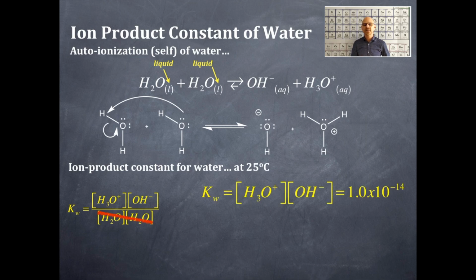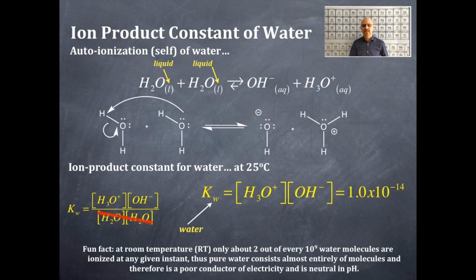We're going to rewrite this here, and we got a Kw. The W is for water, and I got hydronium ion times hydroxide ion, and this is equal to 1 times 10 to the negative 14. This is actually a very reactant-favored reaction, but I drew the arrow on the right-hand side just to help you write the products. That Kw, the W means for water, and this is at 25 degrees Celsius.